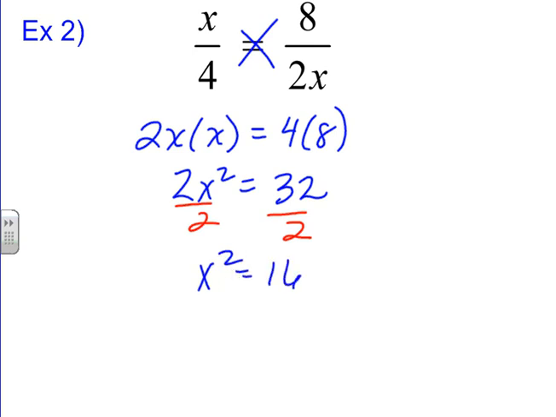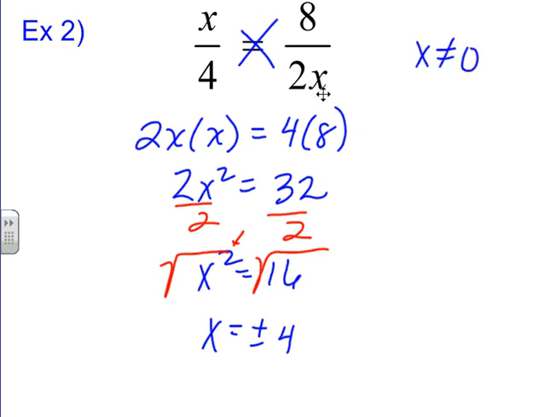Now, because of the square, we know we're going to get 2 possible answers, so we take the square root of both sides to find out that x can equal plus or minus 4. Both of these are good answers because the only answer we could not get was 0, because 2 times 0 is 0.